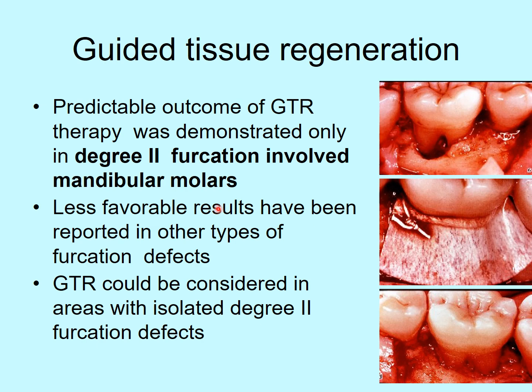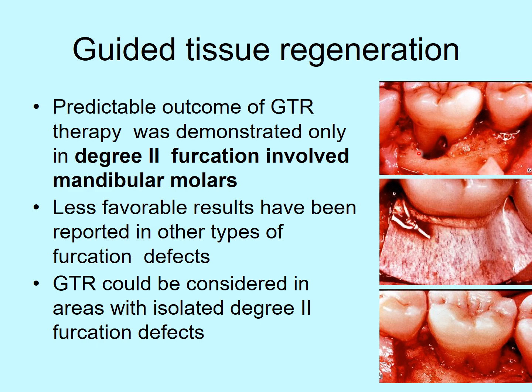So then coming to guided tissue regeneration. Once a regenerative procedure has to be done, it has to go with guided tissue regeneration. A predictable outcome of GTR therapy was demonstrated only in degree 2 furcation involvement of mandibular molars. This is the crater type of bone loss, degree 2 furcation involvement.